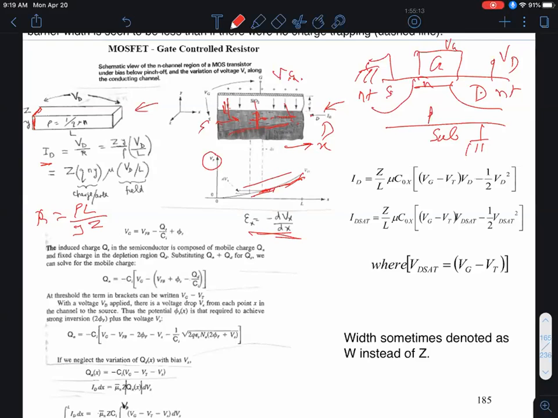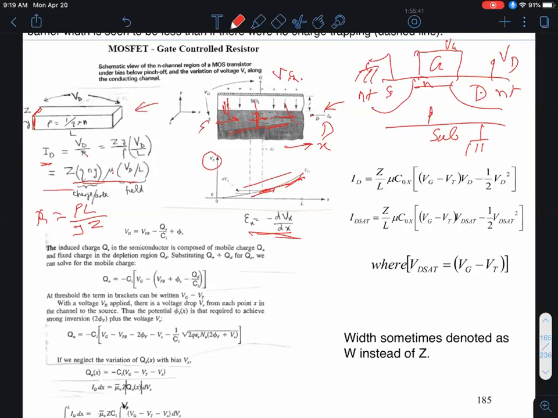As shown over here. Now, rho, the resistivity, is given by 1 over conductivity, which is q mu N. Mu is the mobility, N is the carrier concentration per unit volume, okay? So if I plug that in for the resistivity over here, this q mu N appears in the numerator as shown, okay? And you get a current which is given by this, okay?